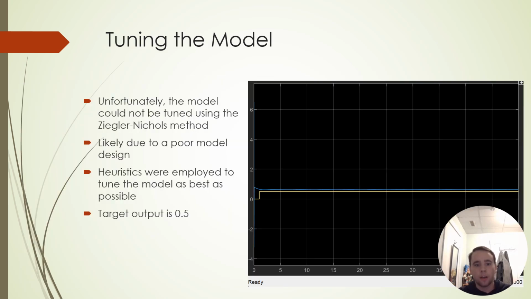Okay, so tuning the model. Unfortunately, the Ziegler-Nichols method could not be used to tune the model. This is likely due to a poor model design, or just having two PIDs made it so tuning it was not very simple. So I then went to heuristics, and I employed those to tune the model as best as possible. And as you can see, I get the quality of snow right around that 0.5 range that we were looking for. It's not perfect, but it's at about 0.6, which still produces good quality snow.